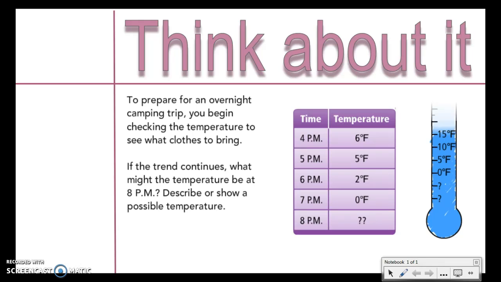So think, according to the other numbers that are on the chart, what are some possibilities for 8? What are some possibilities that the temperature might be at 8 o'clock at night? Okay, there are a few. So think about that for a little bit, and then when you are ready, move on. You don't have to copy this down.